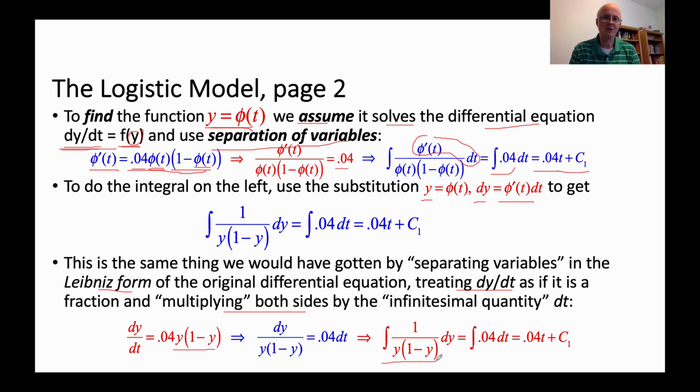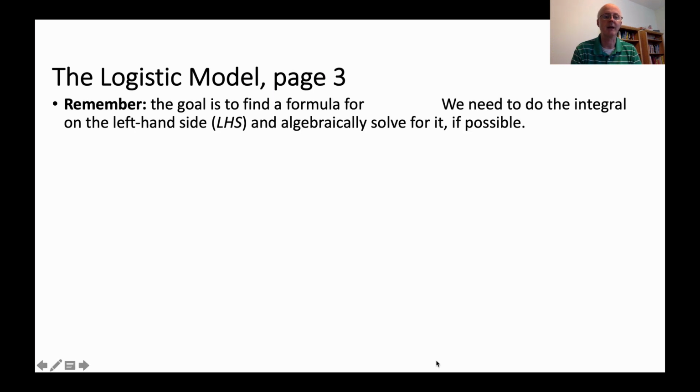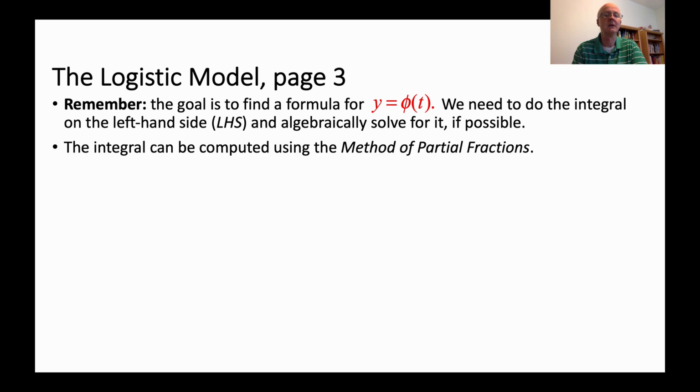Hopefully, if you're taking Calc 2, you recognize this as something where partial fractions can be used, and that's what we'll talk about now. Remember that our goal is to find the formula for y equals phi of t. We already integrated the right-hand side of the differential equation and got 0.04t plus an arbitrary constant that we called c1. The idea here is we want to integrate the left-hand side, and hopefully we can algebraically solve for this unknown function, if possible.